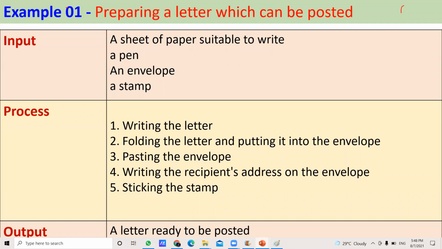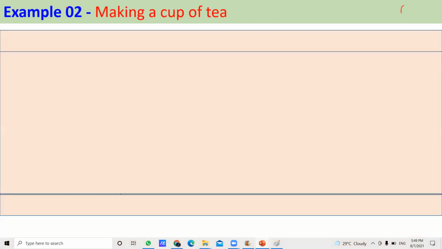Then finally, you will be able to write down the output clearly also. Output, in this case, letter ready to be posted. We'll see another example. Example number 2, making a cup of tea. I think all of you are familiar with this problem. When you are at home, normally you are doing that task, making a cup of tea. Therefore, not a difficult problem.